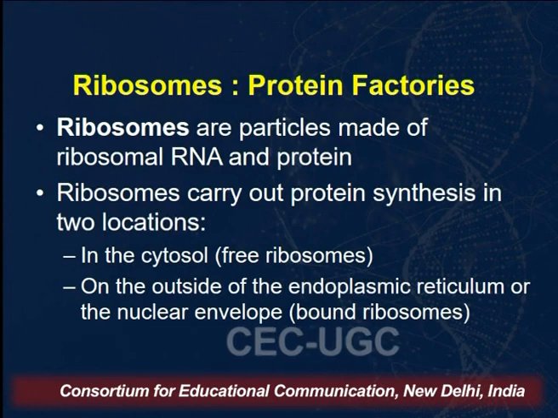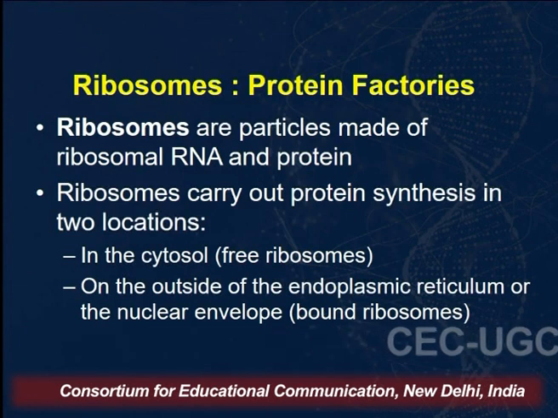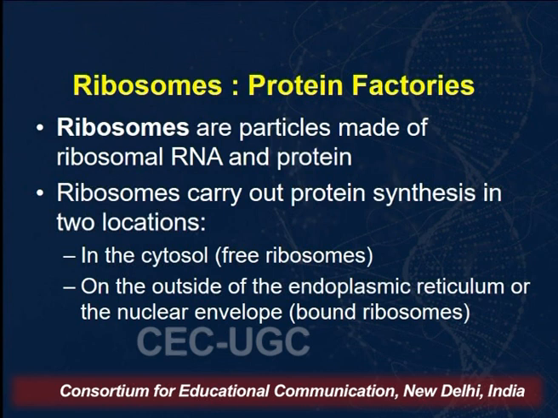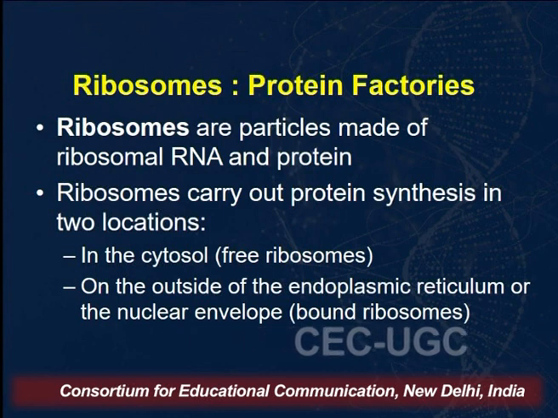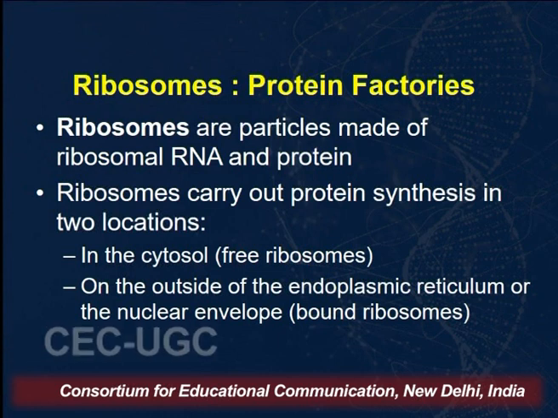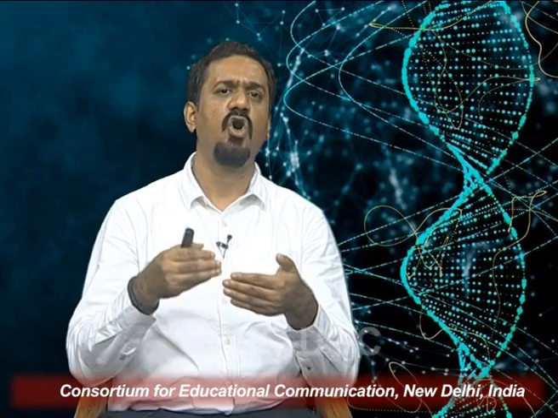Now the ribosomes are also referred to as the protein factories present within the cell. These ribosomes are made up of ribosomal RNA and proteins, and they carry out protein synthesis majorly in two locations. One, the cytosol, where the free ribosomes are present, and on the outside of the endoplasmic reticulum where they are attached, called the bound ribosomes. So there are free ribosomes and there are bound ribosomes.